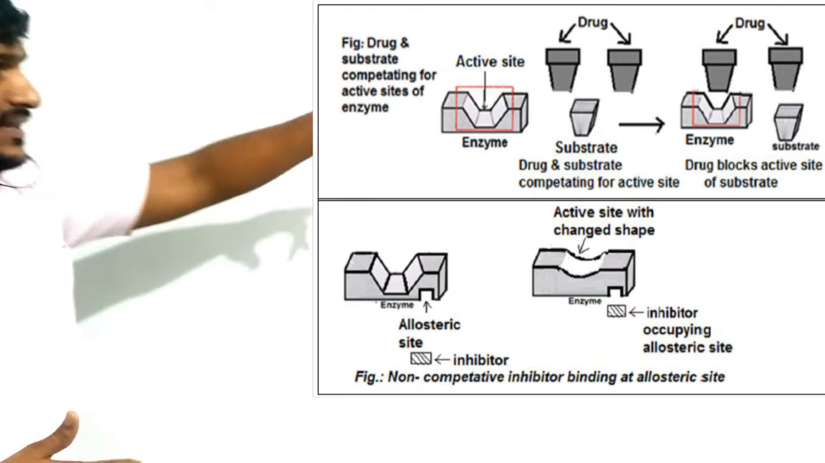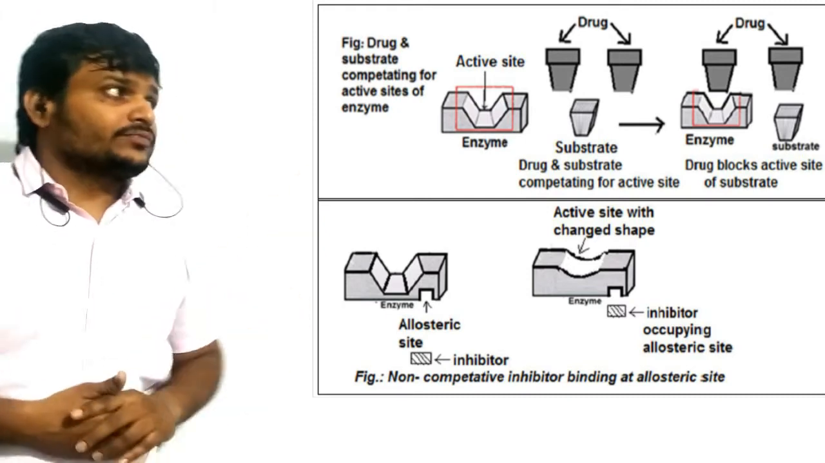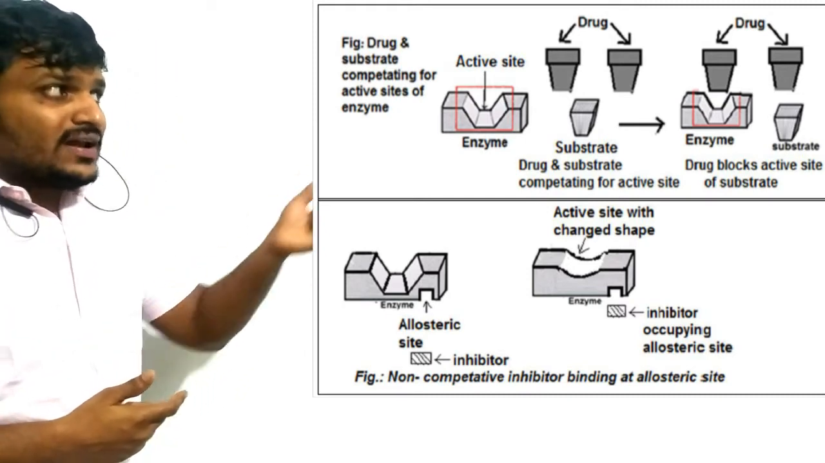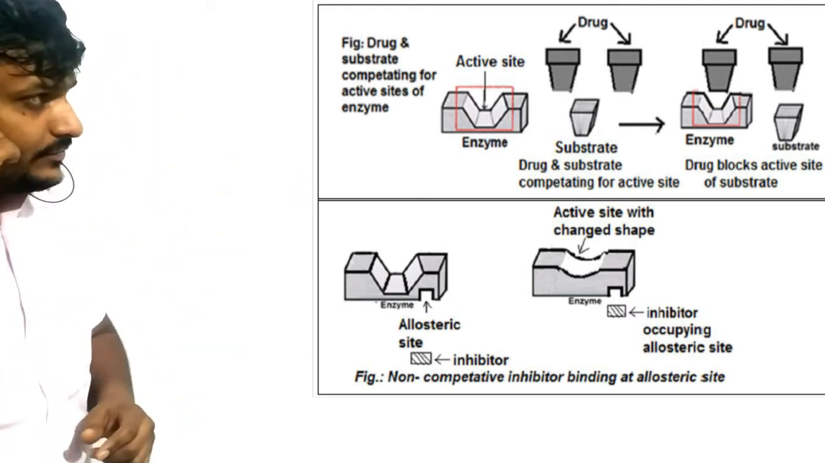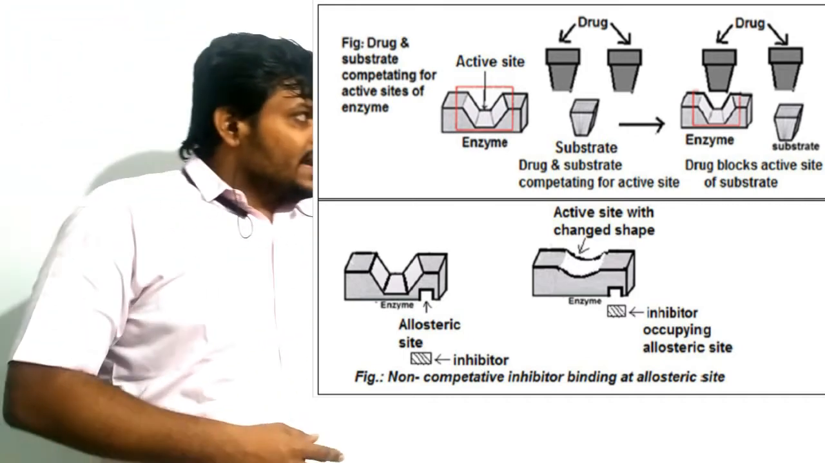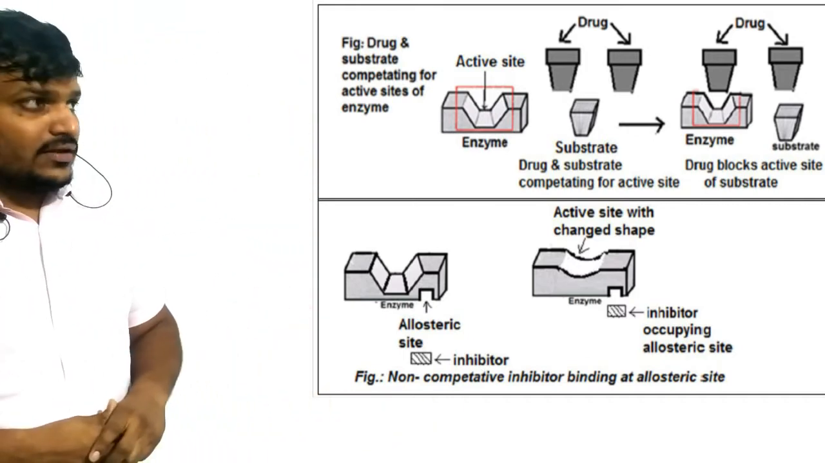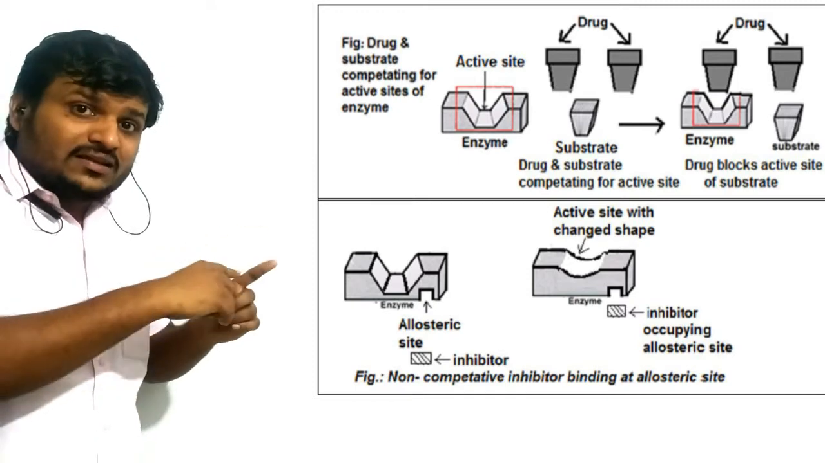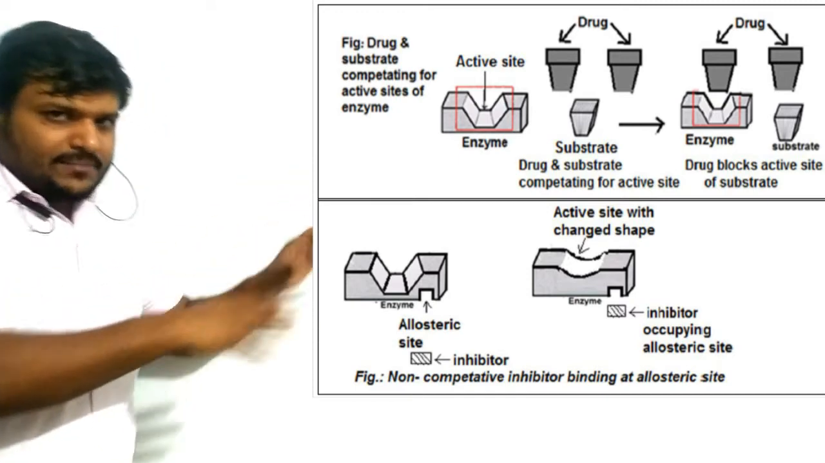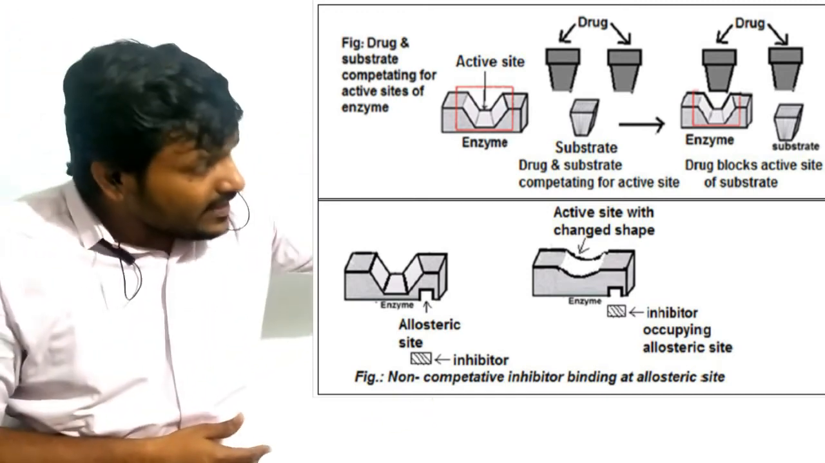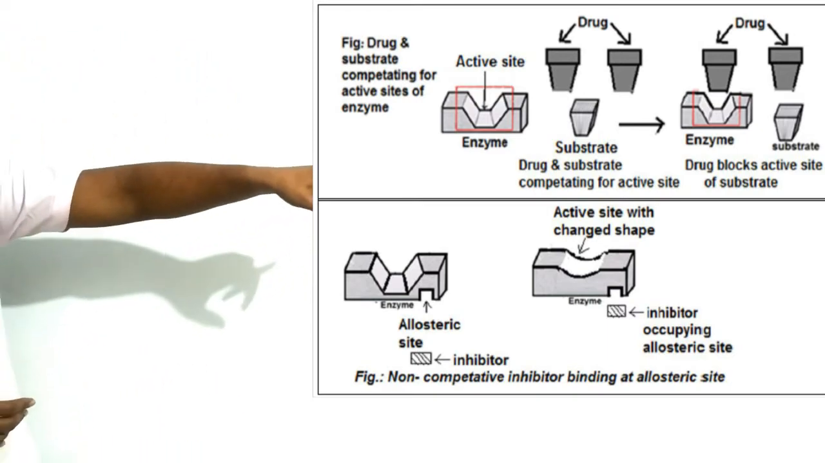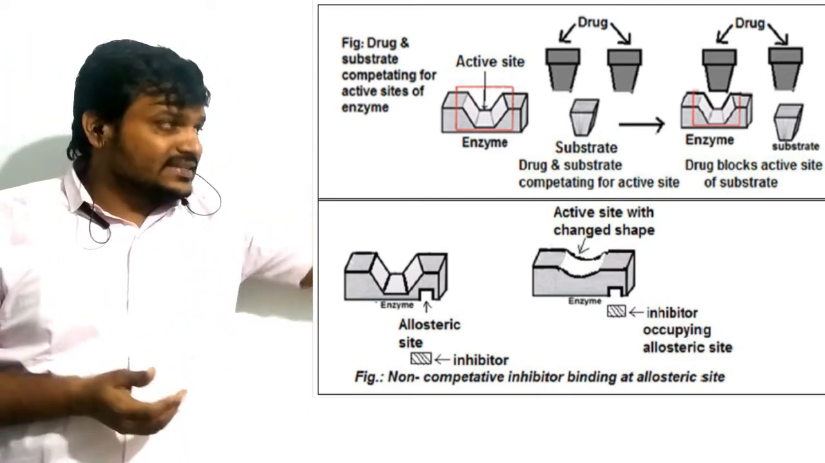Now come to the second one. On the enzyme there is one allosteric site. Okay, you can see on the enzyme there is one allosteric site. That one is different from the active site. In your enzyme there is one active site, and another one is the allosteric site. You can see in that picture.